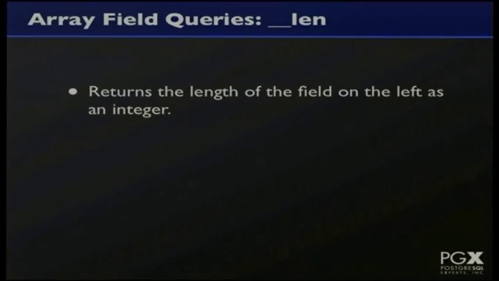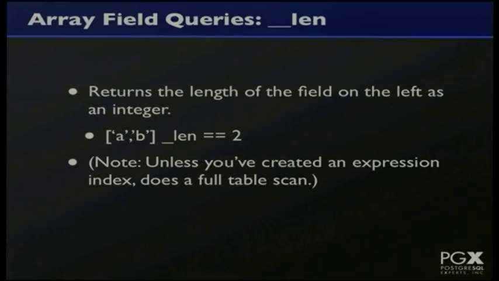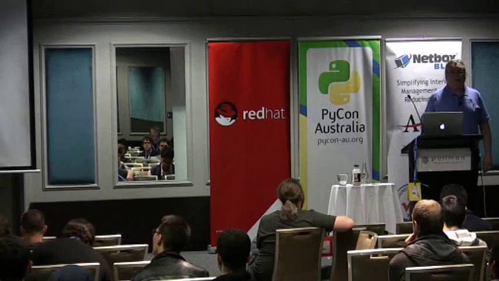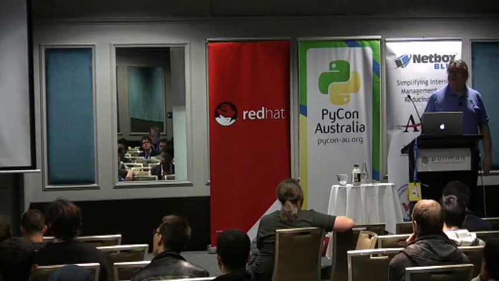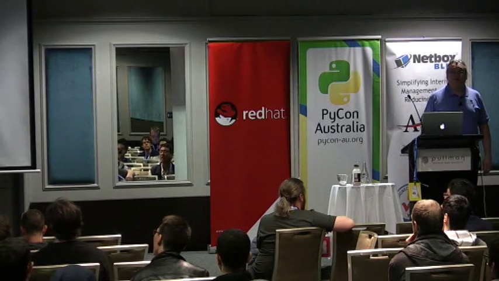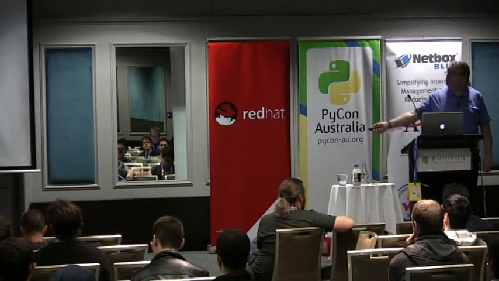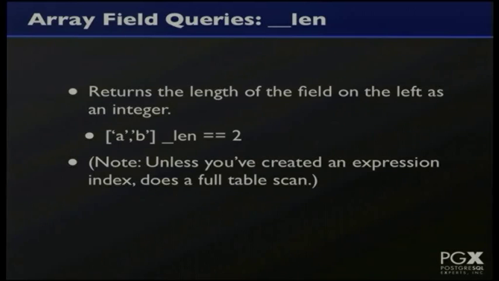We also have double underscore len, which returns the length as an integer. So if you imagine the field landing there, that's 2. Note that if you're doing that, unless you've created an expression index, and we'll talk about how to do that later, this will always be a full table scan. It'll have to pick up and rattle every single entry in the table that underlies that model. So you probably don't want to do this unless you've created this index, or it's a very small table.